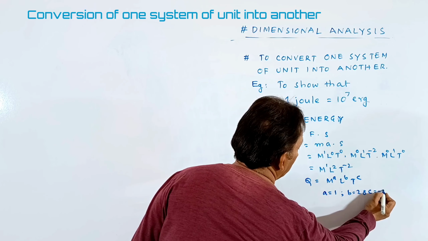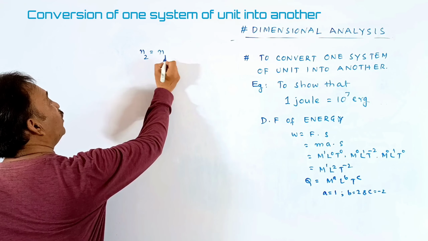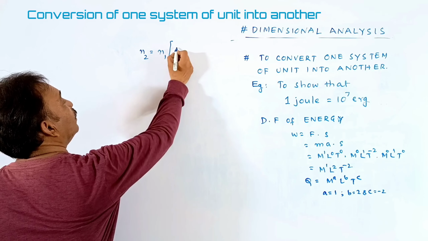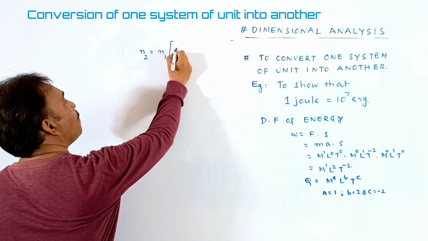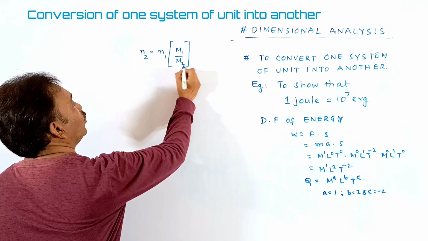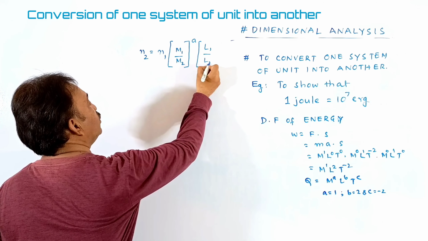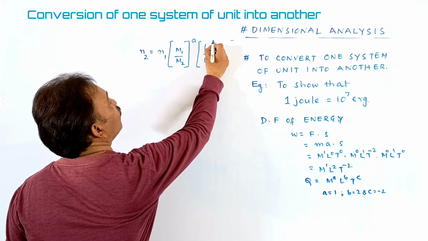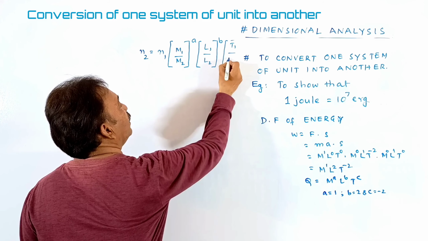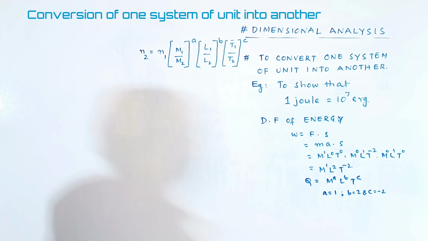Okay, students. Then I am writing the standard form of equation. Right now we did that. n2 is equal to n1 of M1 by M2 to the power of a, L1 by L2 to the power of b, T1 by T2 to the power of c. It is the basic equation, students.